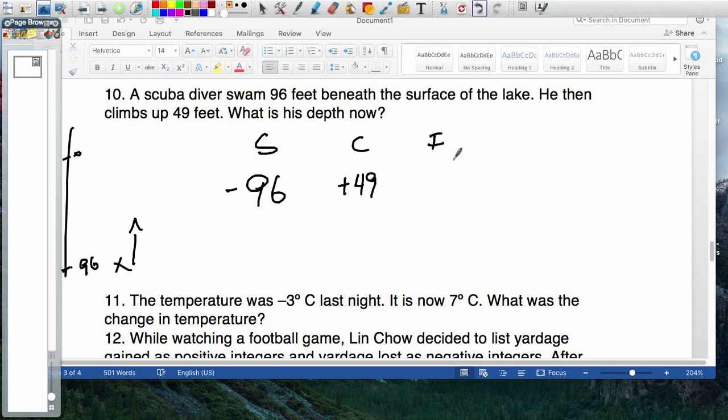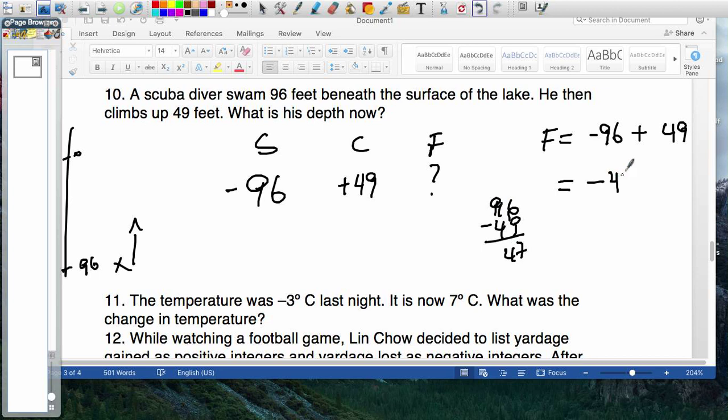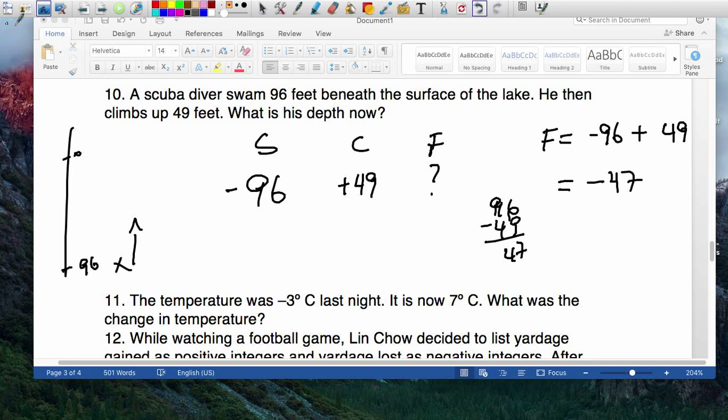And we want to know, what is his final position? Well, to find the final, we take the starting, which is negative 96, and we add positive 49. I don't need to write plus 49. This integer has the bigger absolute value, so my answer is going to be negative. 96 minus 49: 6 minus 9, borrow, is 7; 8 minus 4 is 4. So it's going to be 47. After he goes up 49 feet, he's still going to be somewhere over here at negative 47. He's still underwater, by the way.